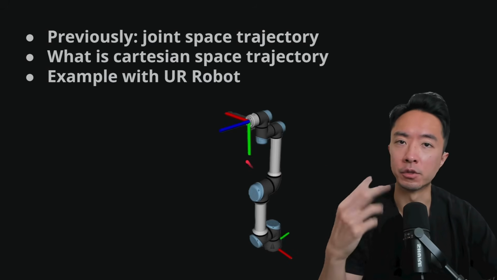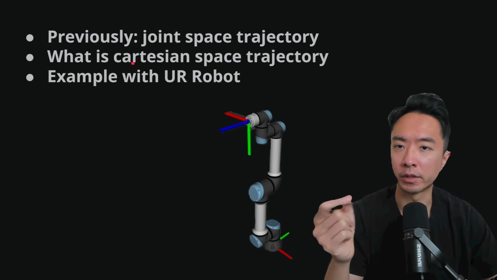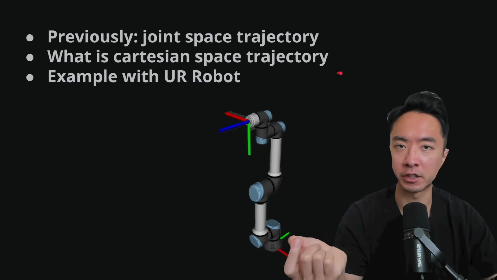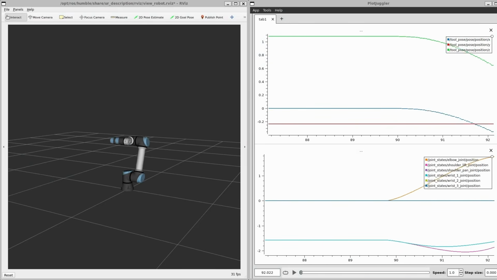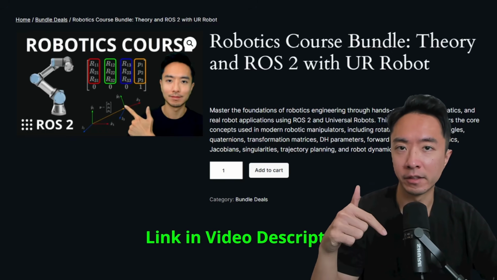So in the previous video, we covered the joint space trajectory, but in this video, we're going to talk about the Cartesian space trajectory. By the end of this video, we'll see how to control the UR robot. You can follow along with the code and doc, link in the video description.